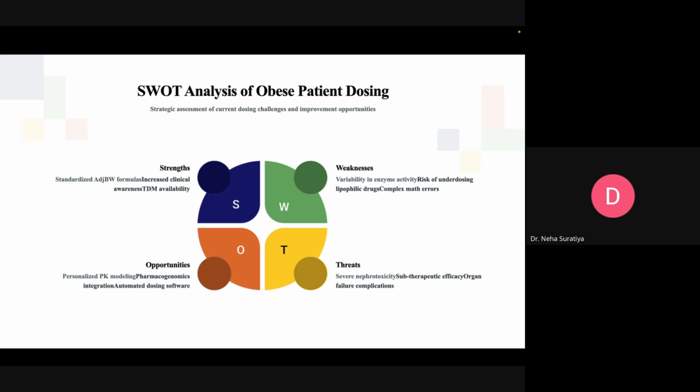We have opportunities like personalized pharmacokinetic modeling. We can integrate pharmacogenomics, and we can also use automated dosing software. But on the other hand, we also have threats: severe nephrotoxicity, subtherapeutic efficacy, and organ failure complications. This is the analysis of obese patient dosing. Whenever you are using a calculation, we have strengths, weaknesses, opportunities, and threats. So obese dosing is improving, but mistakes still carry serious consequences.